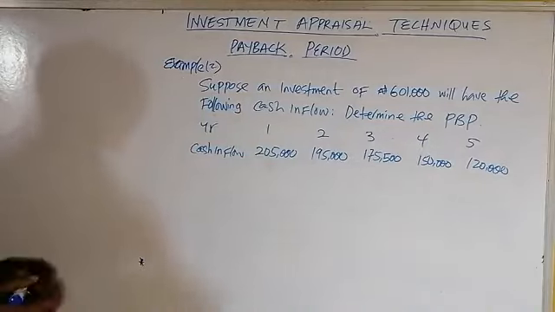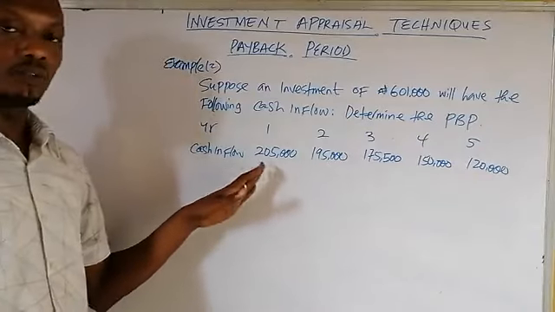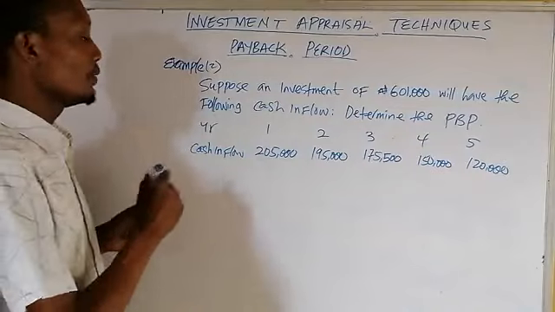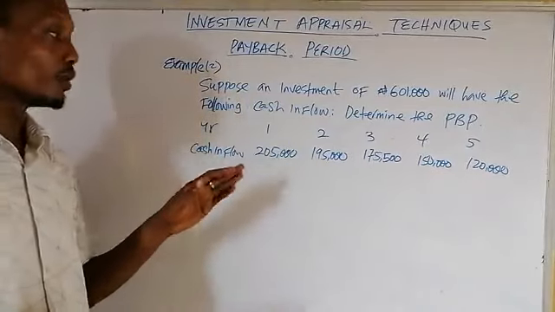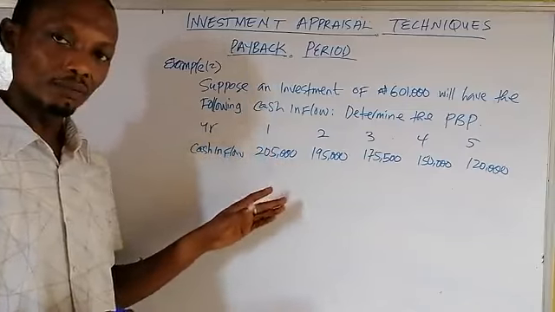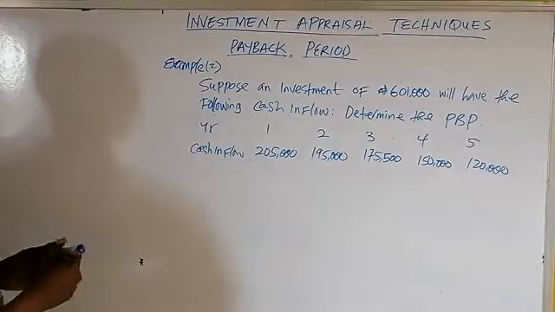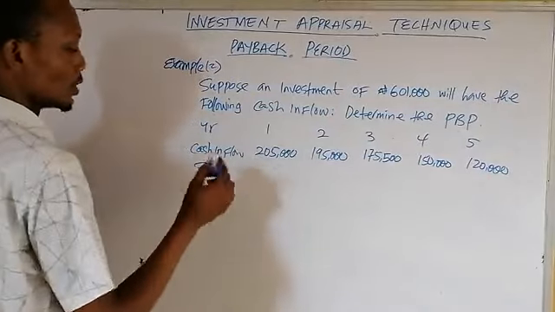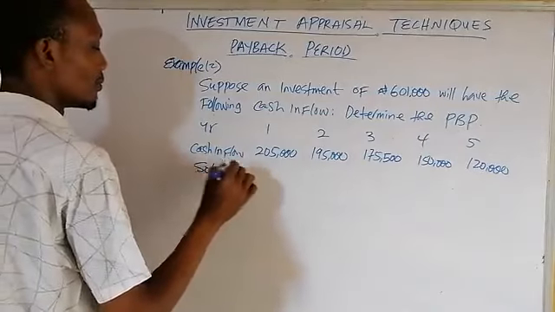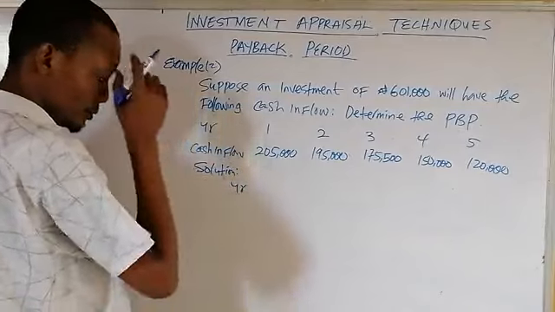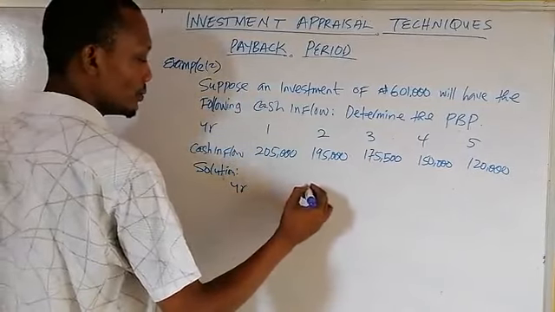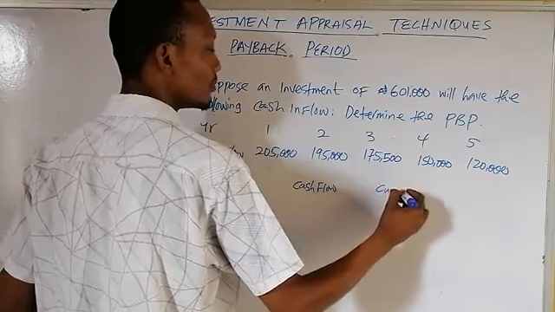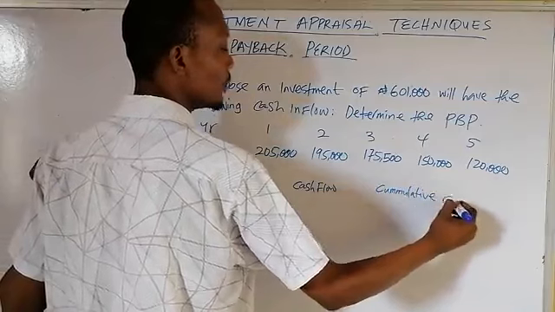Now, as we can see, the cash inflows given to us in this question are not in annuity form. The cash inflows for each of these years are not constant. So in this case, what we are going to do is just to cumulate it. So you draw it up: your year, cash flow, and your cumulative cash flow.